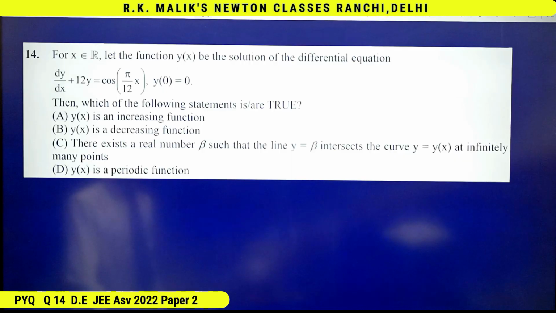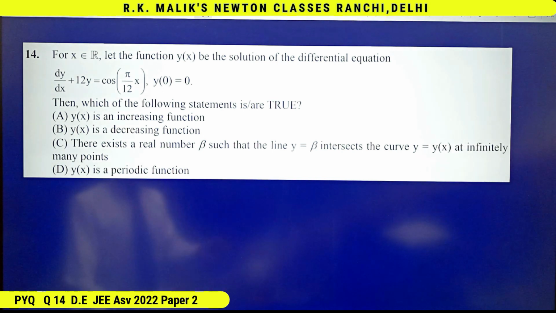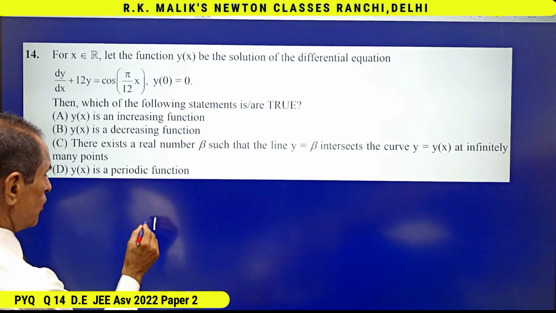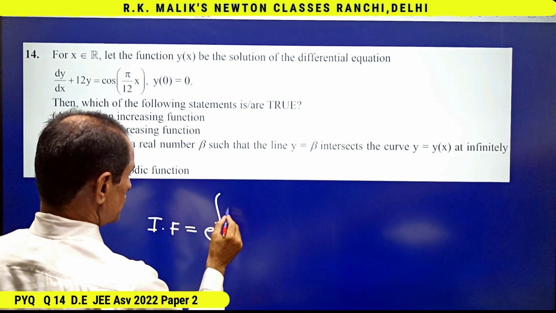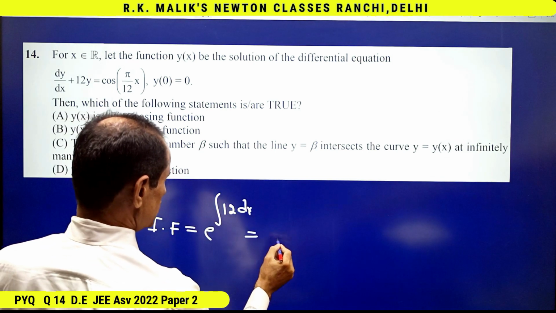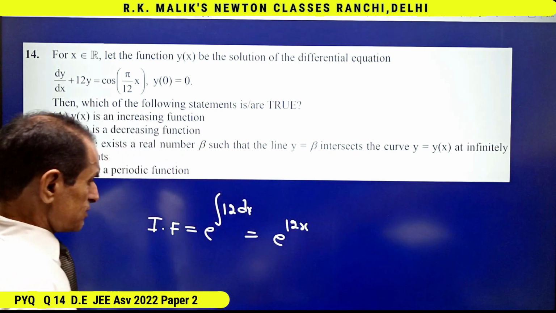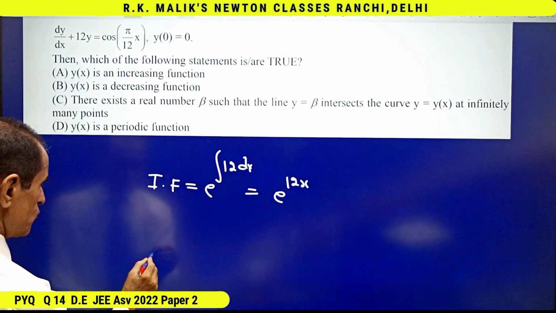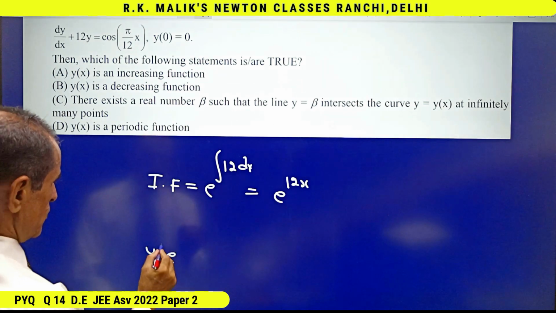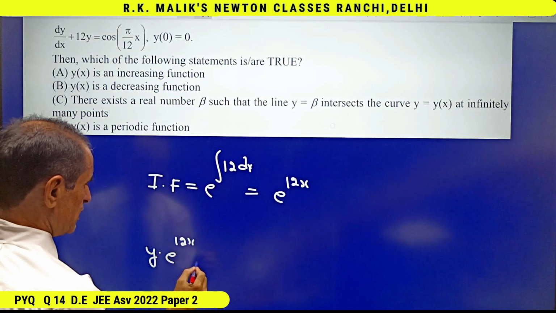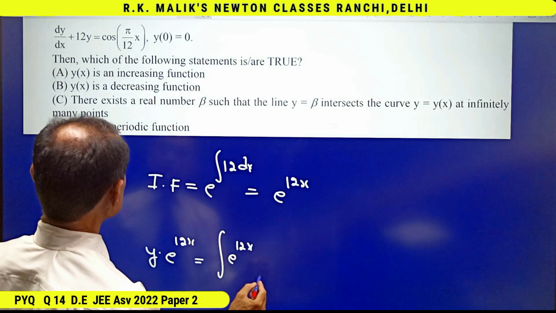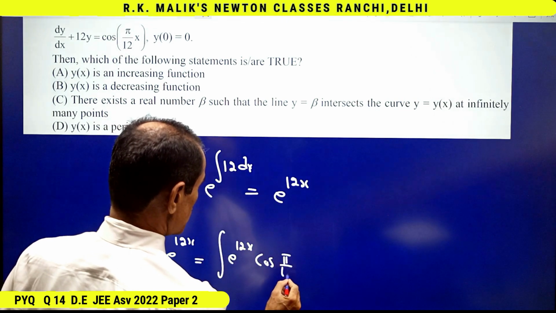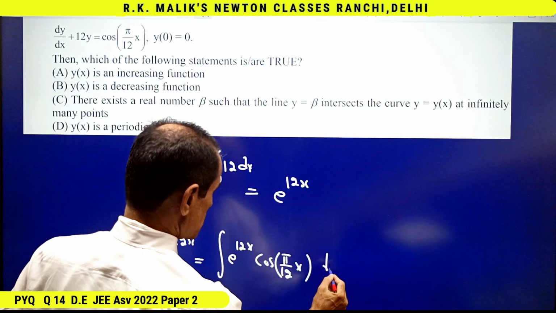And now let us come to the question. To solve this differential equation, it is clear that it is a linear differential equation. Therefore, first of all, we will find the integrating factor. It will be e to the power integral of p dx. P is 12, so integral of 12 dx gives e to the power 12x. Therefore, the solution of this will be y into e to the power 12x equal to the integral of e to the power 12x cos(pi by 12 x) dx.